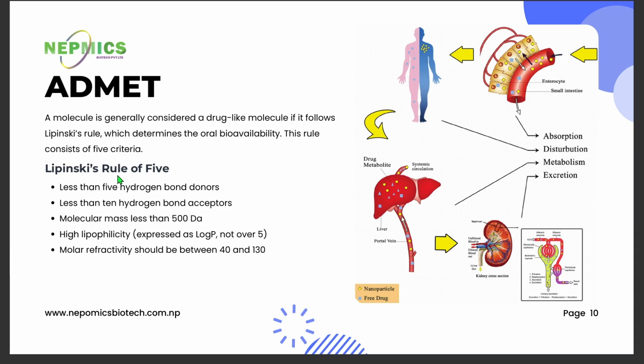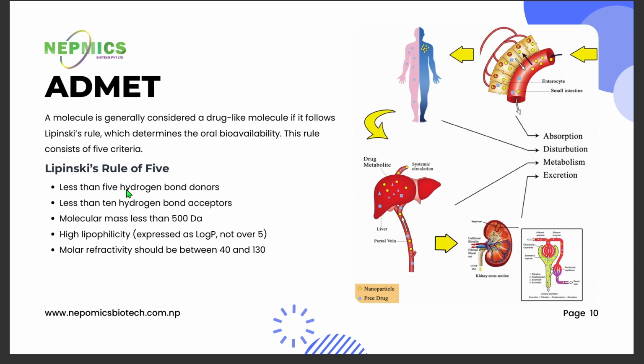In the Lipinski rule of 5, there are 5 different parameters that a compound or drug molecule needs to follow to be considered drug-like in nature. The first guideline value is that it should have fewer than 5 hydrogen bond donors. Next, fewer than 10 hydrogen bond acceptors. Molecular weight needs to be less than 500 Daltons. The lipophilicity value should not be above 5, and molar refractivity should be between 40 and 130. If a compound has these parameters fulfilled, then you can consider it drug-like in nature. It just gives a drug-likeness nature.